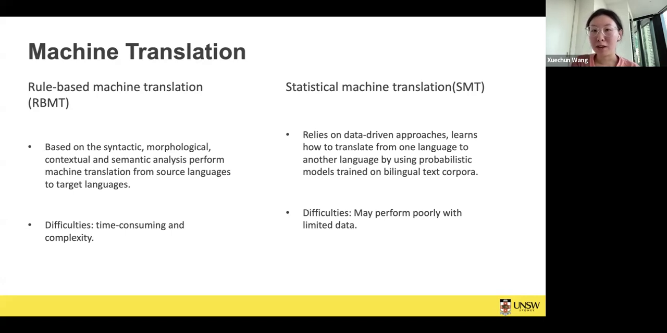The second machine translation model is statistical machine translation. It relies on data-driven approaches, learning how to translate from one language to another by using probabilistic models trained on bilingual text corpora. But it still has some difficulties. For example, it may perform poorly with limited data.